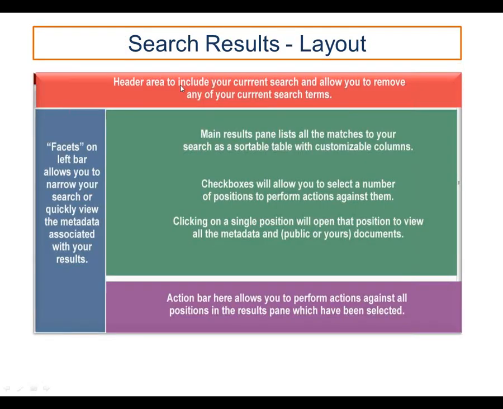Then the search results. I'll show you what we're anticipating the end result to be. You would have a header that identifies the terms you used to narrow. You would have a facets feature on the left-hand side that would allow you to narrow the search even more than these terms resulted in. And then you would have the results, which would include check boxes that allow you to perform some actions, clicking on a single position to bring up that record I showed you before, and then the action bars. This will make more sense in just a moment.